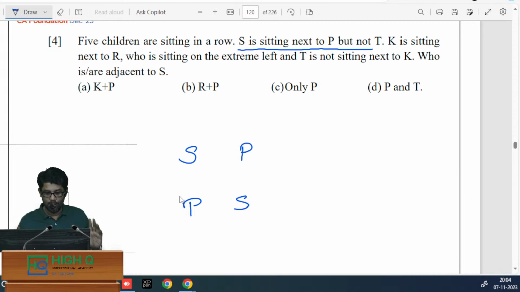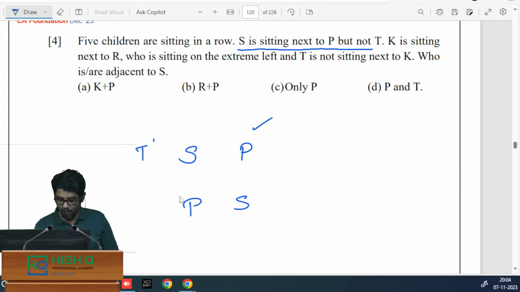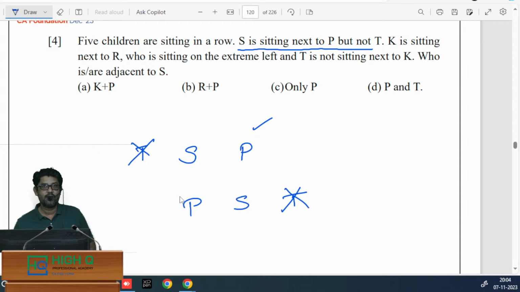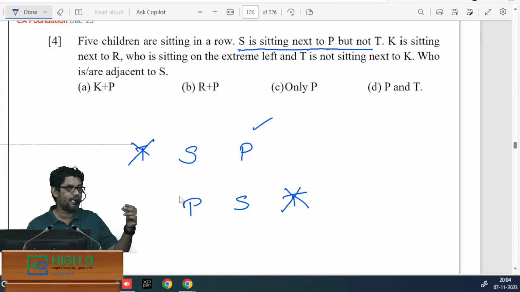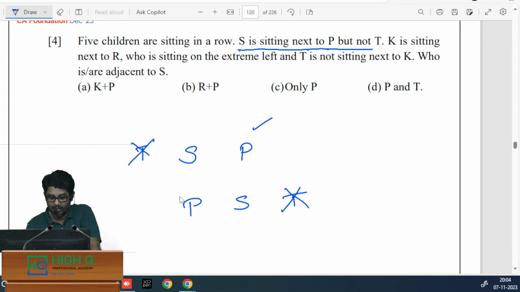Say yes or no. So if I take this arrangement, T cannot come here. If I take this arrangement, T cannot come here. Do you all agree with me or not, my dear? Because it is clearly given, S is sitting next to P but not T. So T cannot be here. Yes. Next one. K is sitting next to R. Sir, in this arrangement, K is not there only. So leave that hint now. We'll go to the next hint.